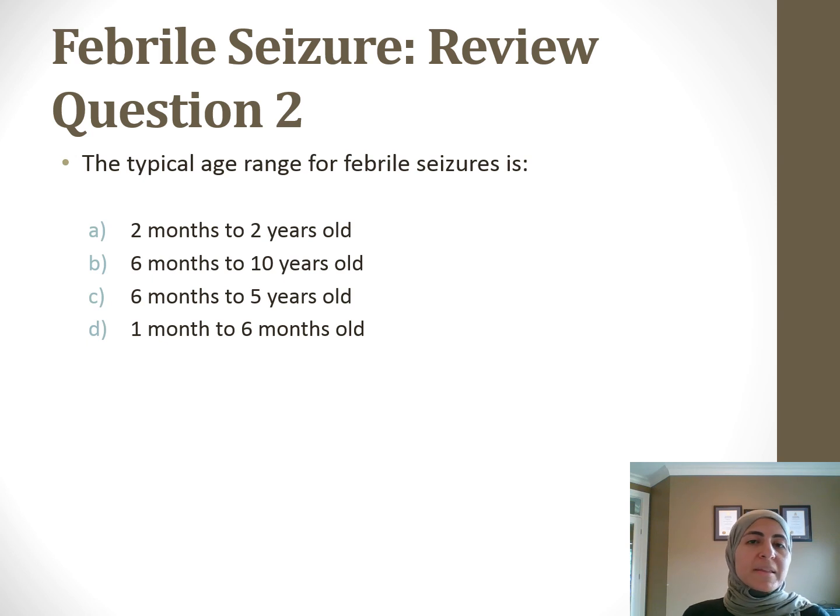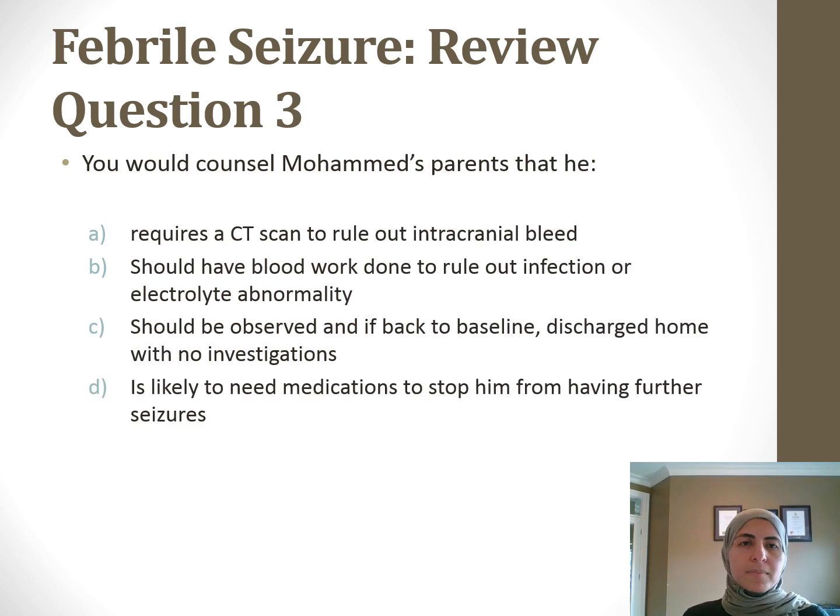Question 2. The typical age range for febrile seizures is 2 months to 2 years old, 6 months to 10 years old, 6 months to 5 years old, or 1 month to 6 years old. And as you will remember from our slide on febrile seizures, the age range for febrile seizures is 6 months to 5 years old. So the correct answer here is C.